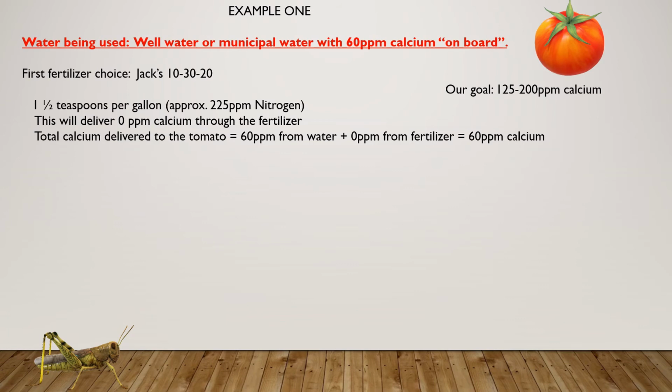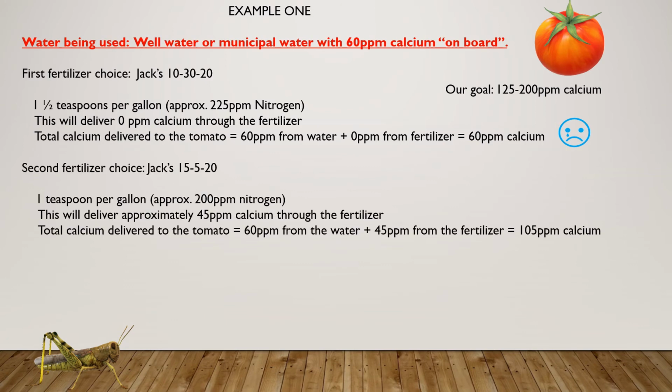So when we look at this mixture that we're going to feed our tomato with, and remember our goal for our tomato is to be somewhere in that 125 parts per million calcium for that plant. If we take this Jack's with 0 and we add that to the 60 parts per million on board in the water, we get 0 plus 60. We end up with 60 parts per million calcium delivered to that tomato plant. Not real good in terms of making that tomato plant really happy. Let's look at a second example.